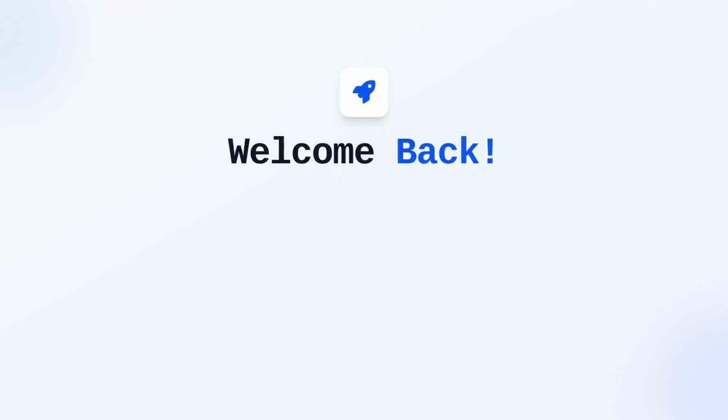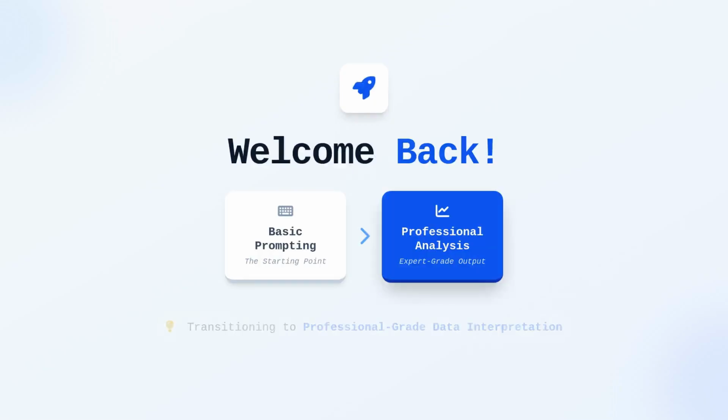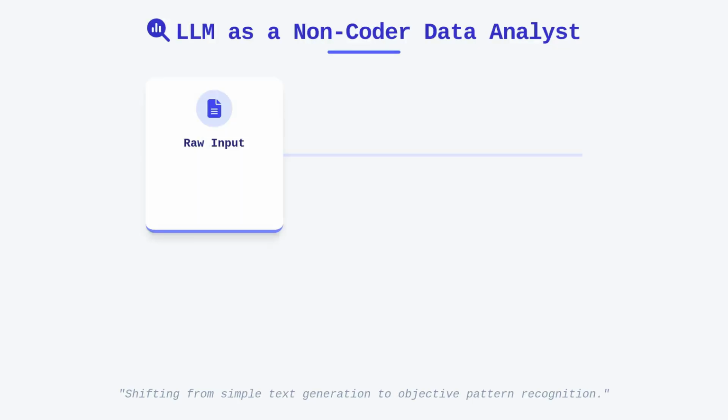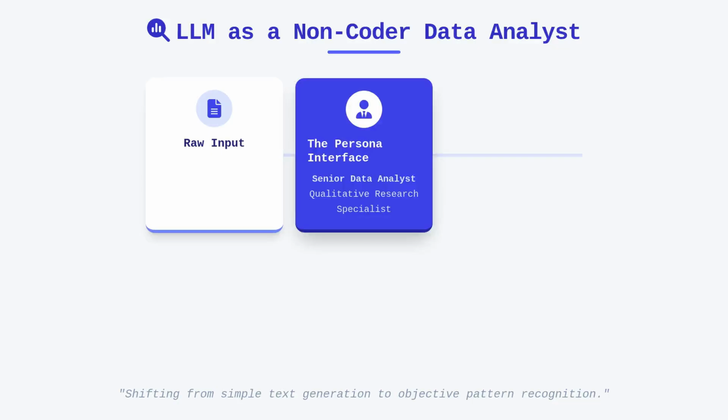Welcome back. In this session, we will explore how to transition from basic prompting to leveraging large language models for professional-grade data interpretation and analysis. When we treat an LLM as a non-coder data analyst, we shift our focus from simple text generation to objective pattern recognition. Much like applying a rigid interface in object-oriented programming, we must establish clear boundaries for how the model perceives raw input. You should always begin by providing a clear definition of the persona the model is expected to adopt, such as a senior data analyst specializing in qualitative research.